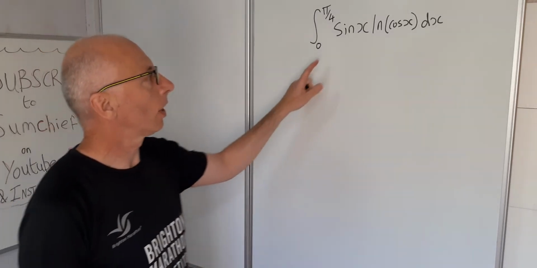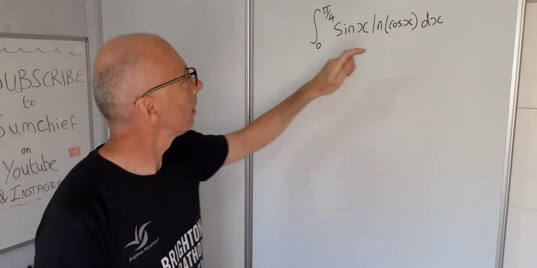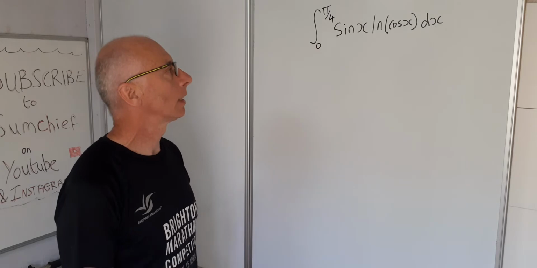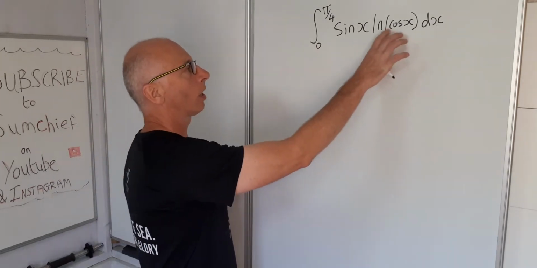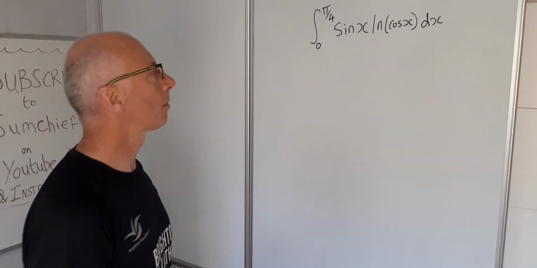Okay, so we've got an integral here: sine of x times natural log of cosine x with respect to x, within the parameters of 0 and pi over 4. So how are we going to get the integral of this? Well, we know that log of cosine x has a famous integral, and that's negative tangent x.